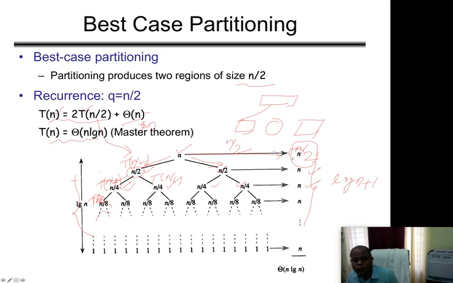Hence log n plus 1 levels, and each level having cost n. Hence the time complexity will be (log n + 1) times n, which is equal to theta of n log n. Hence the time complexity of quicksort in its best case is theta of n log n.